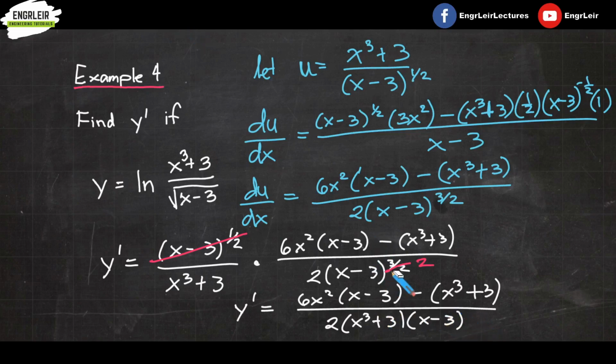Wait lang. Pag minus mo pala 1 half dito sa 3 halves, 1 to. Okay. So, ganyan. Raised to 1 lang. So, this is our answer for example number 4.